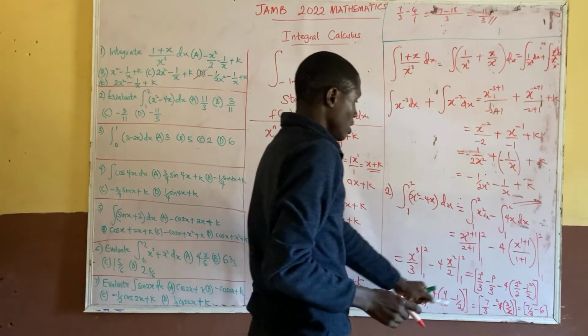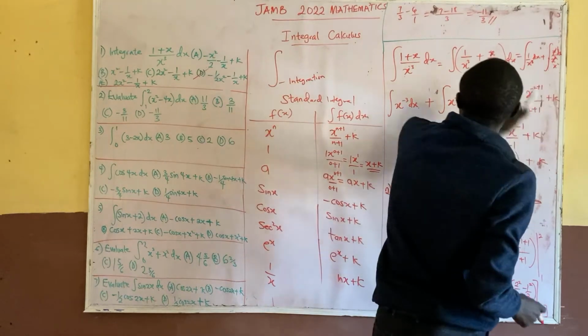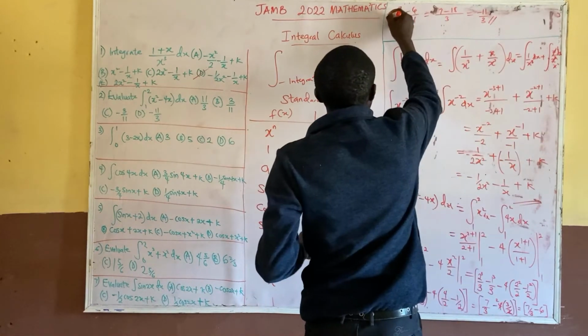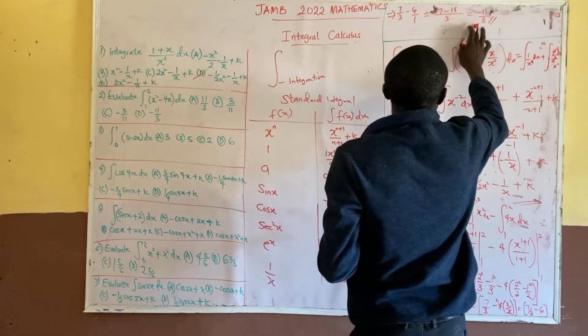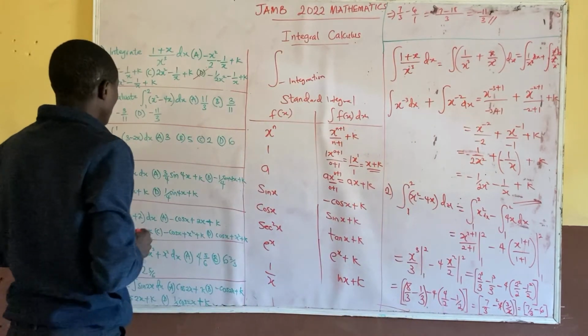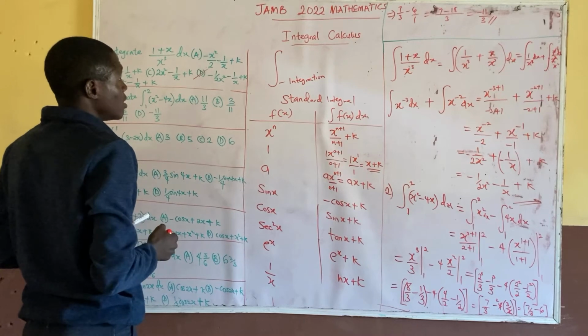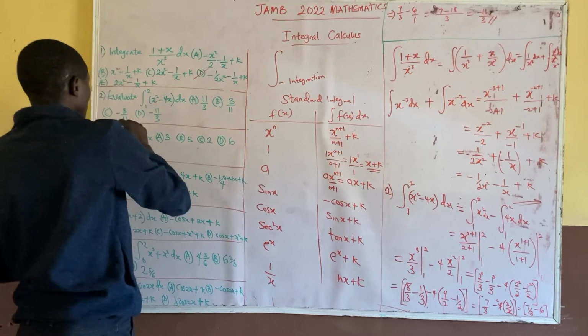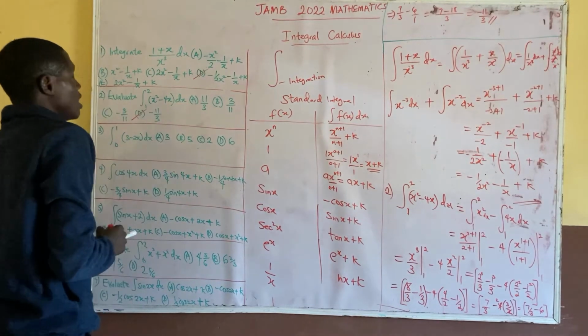So you can see 7 over 3 minus 6, we did it here, so we have minus 11 all over 3. Now we have the option here of minus 11 all over 3. So the answer is option D as well.